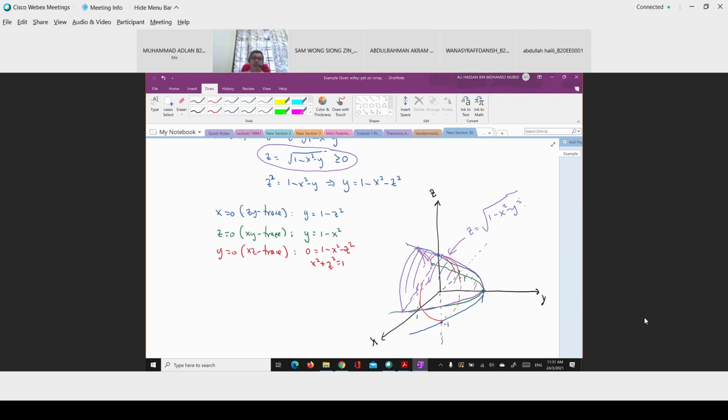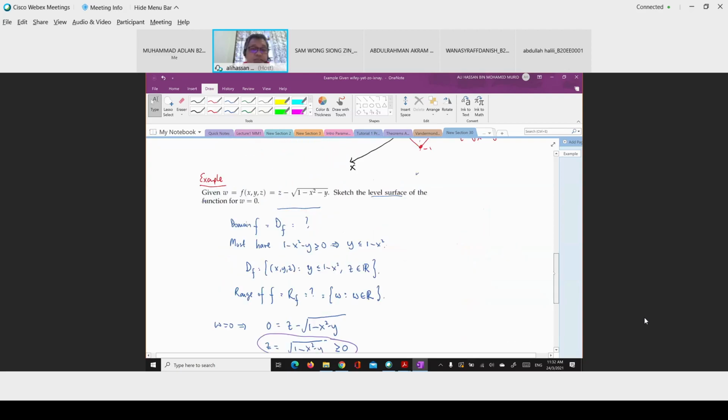The reason we square both sides is so that we can rewrite it in this form, and then when we sketch the traces, we can recognize that these are parabolas and circles. But we must come back to this original form of the equation. So we see that z must be greater than or equal to 0. So it is part of the paraboloid which is above the xy plane. Okay, so that is the solution here.